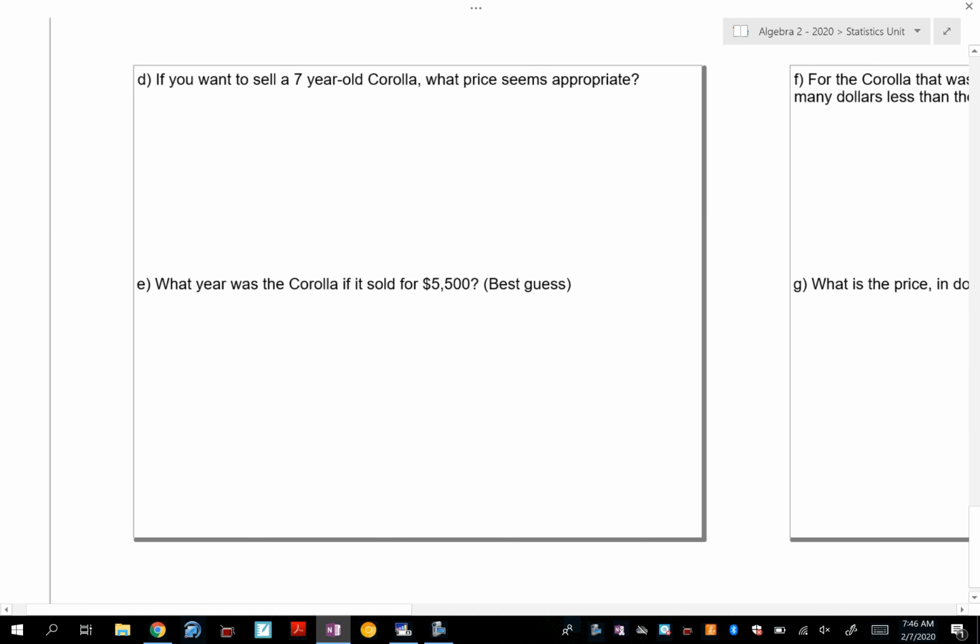All right, so these are some other ways that the SAT is going to ask you questions about a linear model. It says, if you want to sell a 7-year-old Corolla, so your car is 7 years old, what price seems appropriate? This is asking you to take the model and plug in how old your car is, and the model will spit out what price is appropriate.